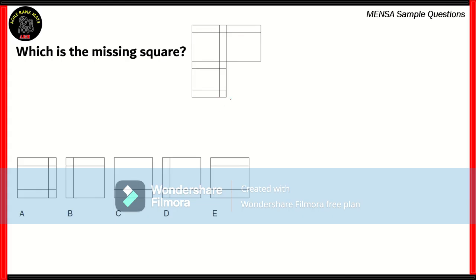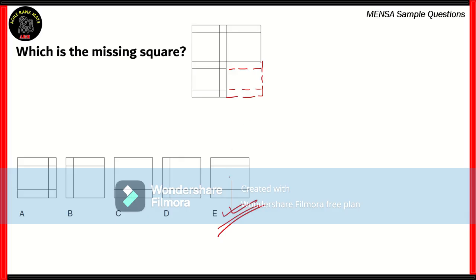So therefore, in order for this particular figure to be complete, in the bottom left square, you see that we have 2 horizontal lines which need to be extended. And then we would need to complete the square by defining its perimeter. So therefore, the missing square has to look like option E. So square E turns out to be the right option.